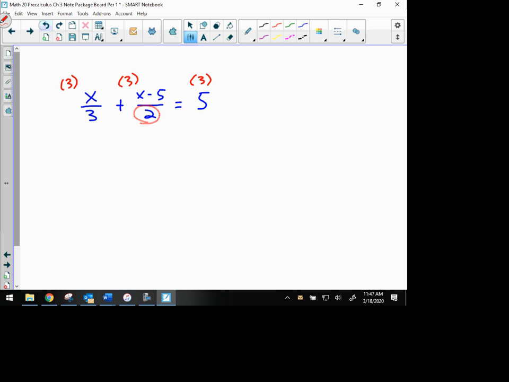So what we want to do is multiply the entire equation by the lowest common denominator, which in this case, with denominators 3 and 2, the lowest common denominator is 6. So we're actually going to multiply by 6, the lowest common denominator, and we could even write that as 3 times 2. So multiplying the whole thing by 3 times 2.